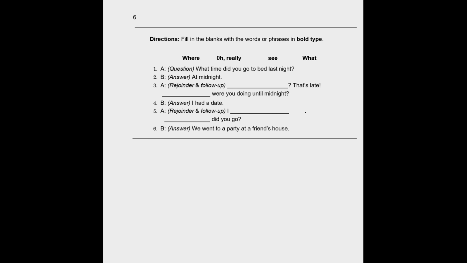So, A starts with a question: what time did you go to bed last night? And then B answers, at midnight. And then A has to have a rejoinder and a follow-up. So they choose from the bold words there. And of course, they would say, oh, really? That's late. And then choose from the box again, or from the bold again, and say, what were you doing until midnight? And then the sample continues.